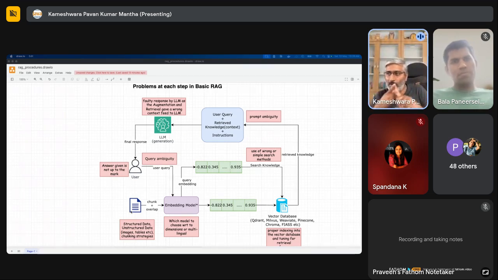So you have 2 problems to deal with in the initial stages: what is your chunking strategy, what is your overlap strategy, and how do you come to a grounding solution for dealing with unstructured data. These are the 3 very important things when you start designing a RAG pipeline. Then come to the embedding model. Which model to choose with respect to dimensions and multilingual support.